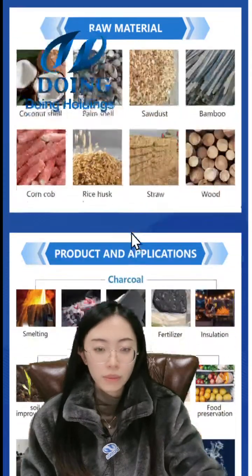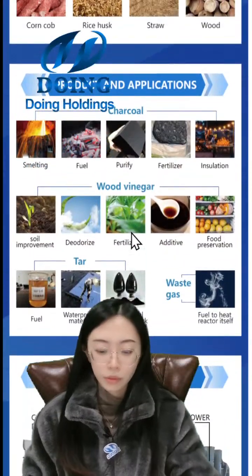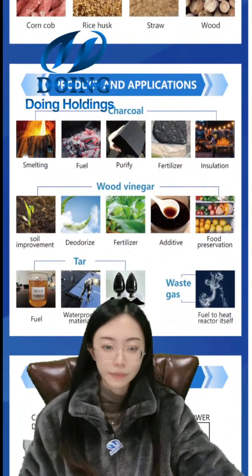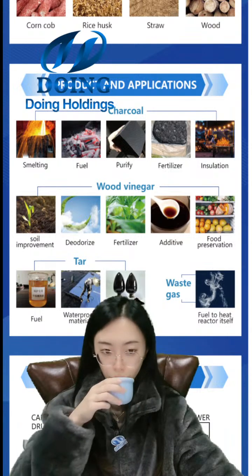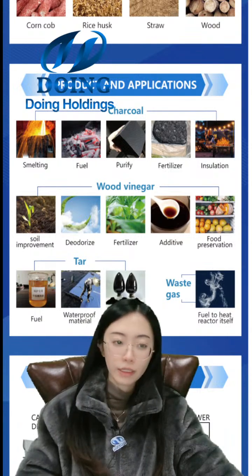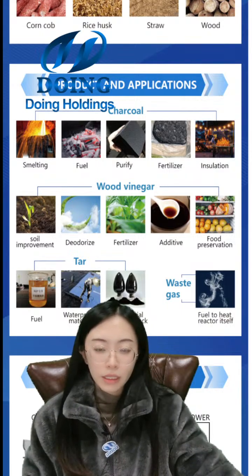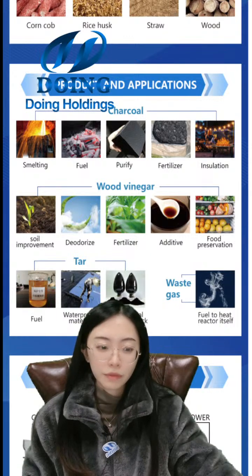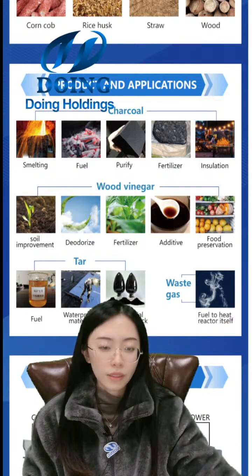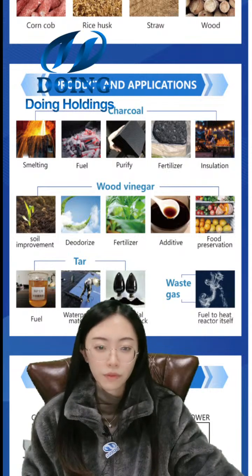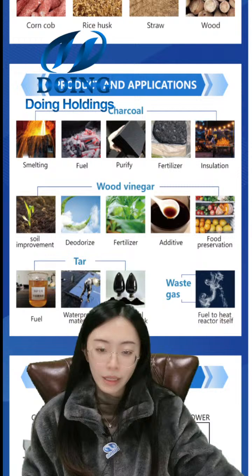And what products can we get? Here are examples of the four main products. The first one is charcoal. It shows some applications of charcoal, like smelting, being a fuel, purification, being a fertilizer, or being an installation material. The second one, wood vinegar, can be used for soil improvement, to deodorize, as a fertilizer additive, and for food preservation.